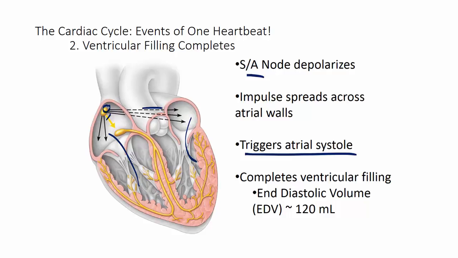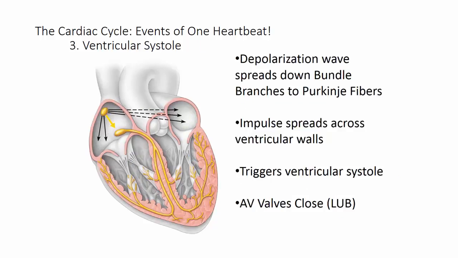So that's going to end the diastolic filling. So all of the ventricles are going to be fully filled now, and we call that the end diastolic volume. So the ventricles are completely filled with a combination of passive filling and then that atrial systole pushing the remaining blood into the ventricles. Okay?